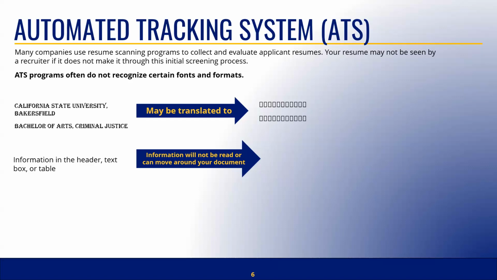When you utilize very unique fonts on your resume, for example, on the screen, I am reading California State University, Bakersfield. For the degree, I am seeing Bachelor of Arts, Criminal Justice. The system is unable to read the specific fonts, and instead of reading your education section, it can be translated into little squares or little boxes. Again, the system cannot read this information.